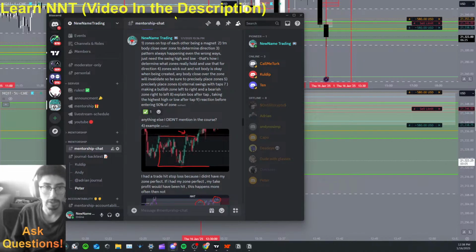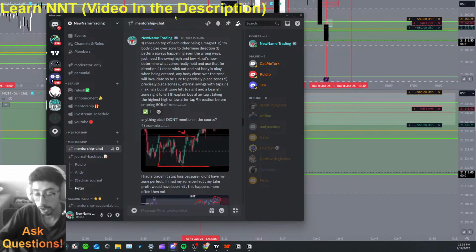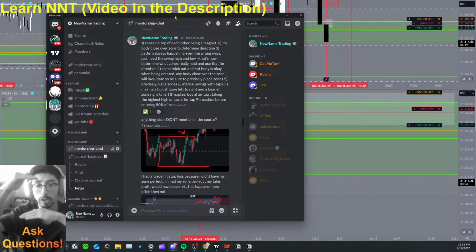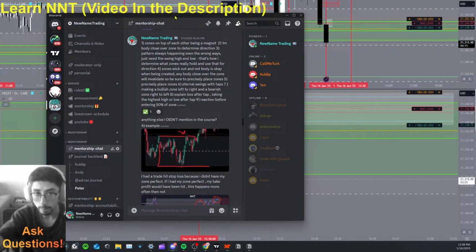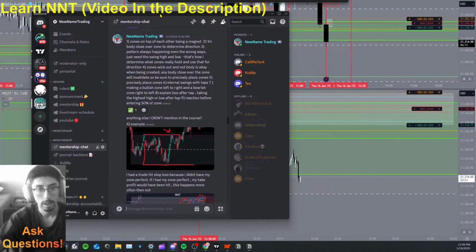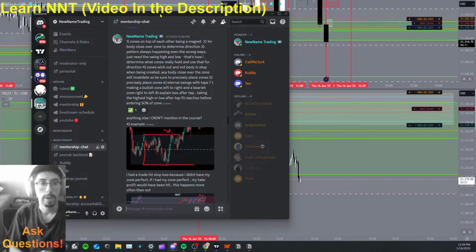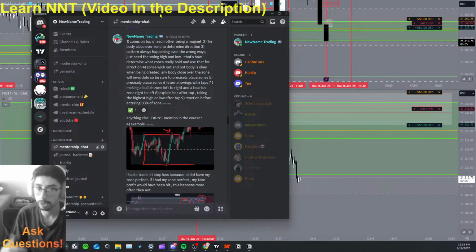So here's some secrets. Number 1, I don't like taking zones on top of other zones, because if two zones are on top of each other, the stop loss of the zone on the bottom is going to get hit, because the zone above is the magnet. Number 2, the 1 minute body close over a zone, I use it to determine direction. Number 3, the pattern always happens, it just happens in the wrong ways.